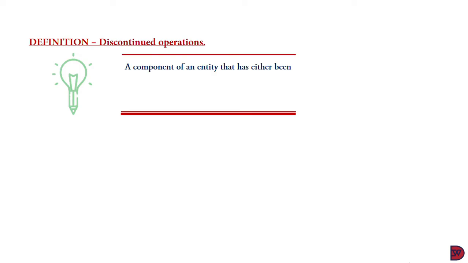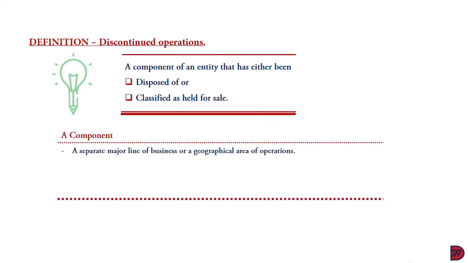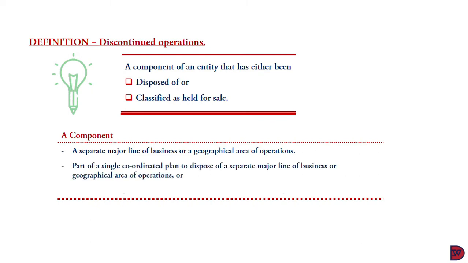Now, a discontinued operation is a component of an entity that is either being held for sale or has been disposed of. Now, a component is a separate major line of business or a geographical area of operations, or part of a single coordinated plan to dispose of a separate major line of business or geographical area of operations. Or lastly, a subsidiary acquired exclusively with a view to resale, and the disposal involves loss of control.